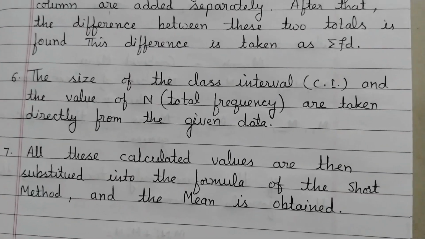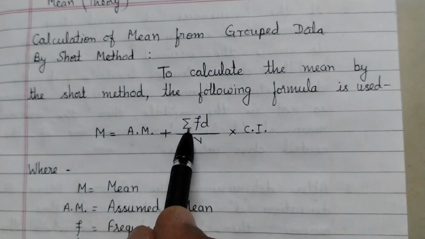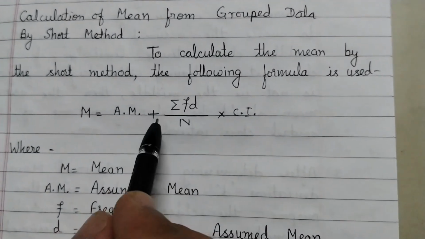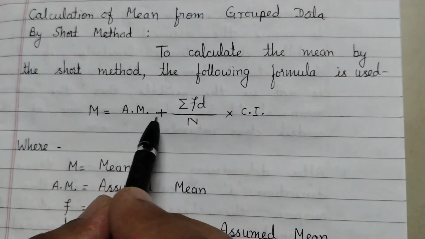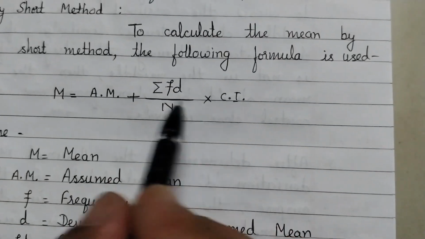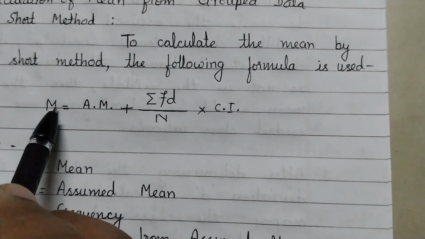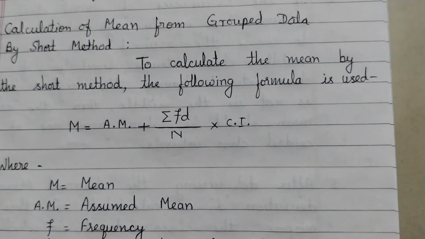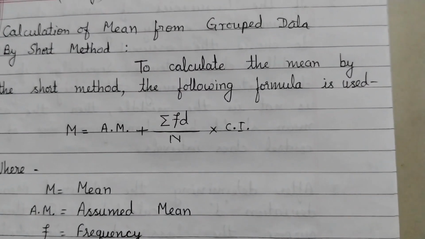So the formula is given at page 1. Mean is equal to assumed mean plus summation FD over N multiplied by class interval. So in this formula I have to put all the values which I have calculated already, that is AM, summation FD, N and CI, to get the value of mean from group data by the short method. So this is all about the mean by the short method from group data. This is all about this part 105.